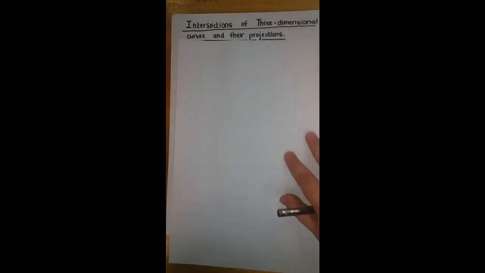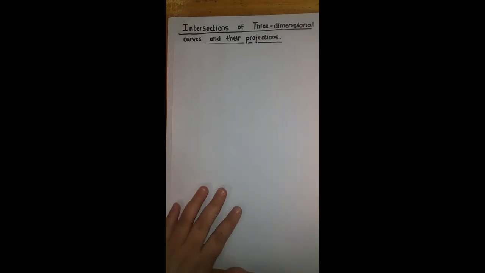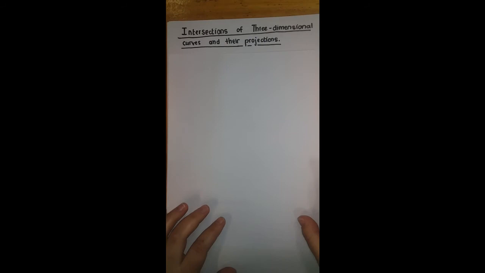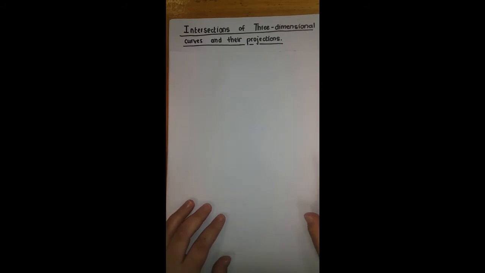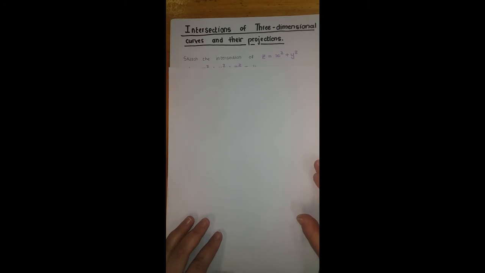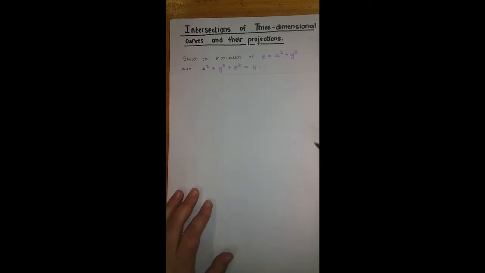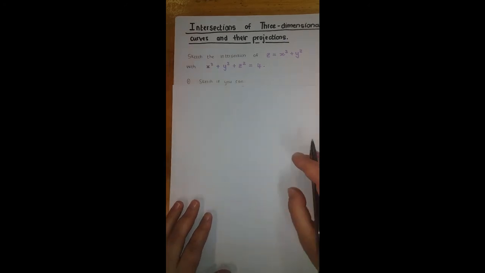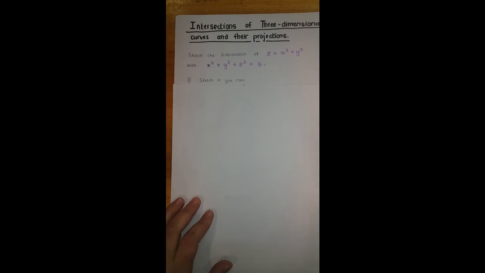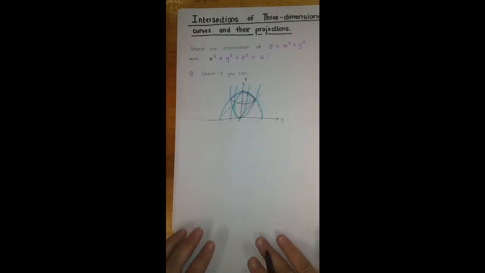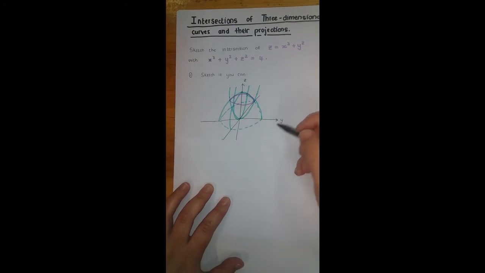The next part is intersections of three-dimensional curves and their projections. Sometimes they'll ask you to sketch the intersection of two three-dimensional curves. So let's say, for instance, they will ask you to sketch the intersection of a sphere and a paraboloid. For example, they ask you to sketch the intersection of z is equal to x squared plus y squared, which is a paraboloid, with x squared plus y squared plus z squared is equal to 4, which is a sphere. If you want to, you can start off by actually sketching both of them, and you'll find that it looks something as follows.